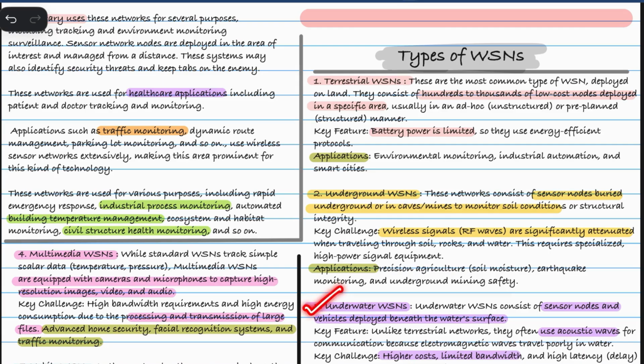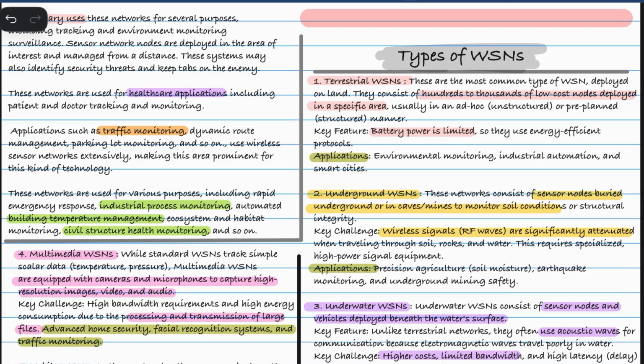Then we have underwater WSN. They are deployed beneath the ocean, inside water reservoirs. What happens is the radio waves are virtually useless underwater. Therefore, underwater WSNs swap radio waves for acoustic transceivers. Okay, so we are not using radio waves over here.